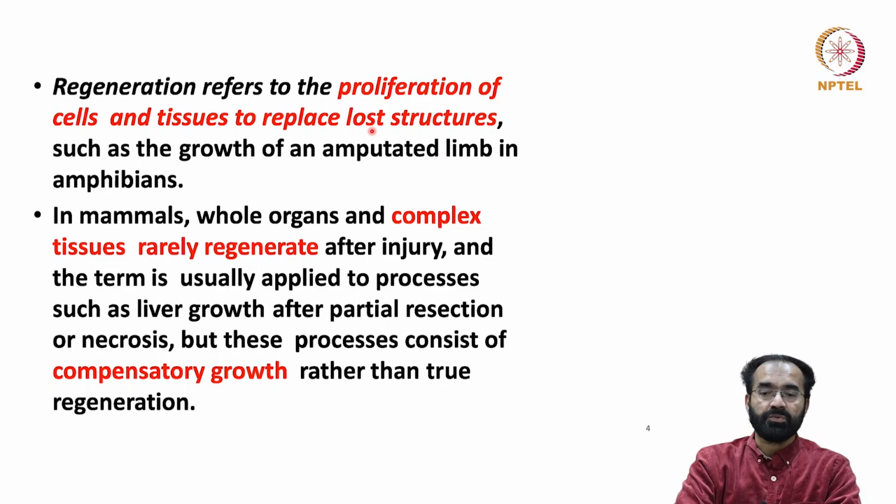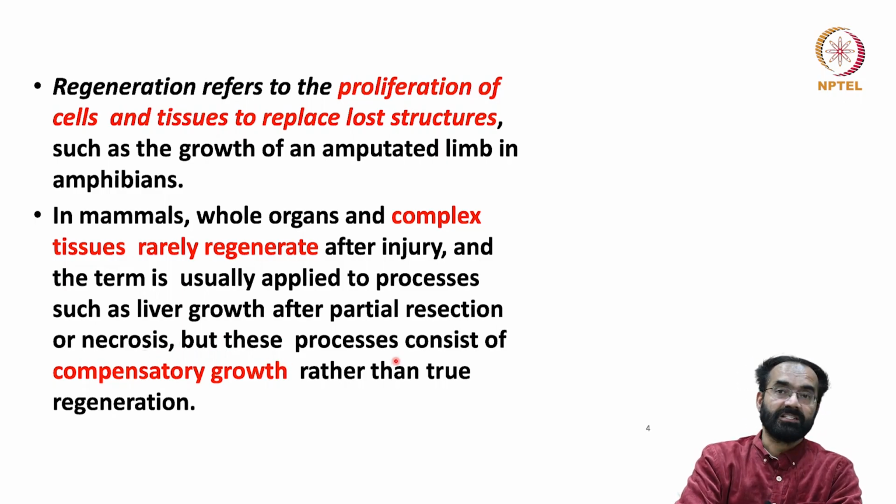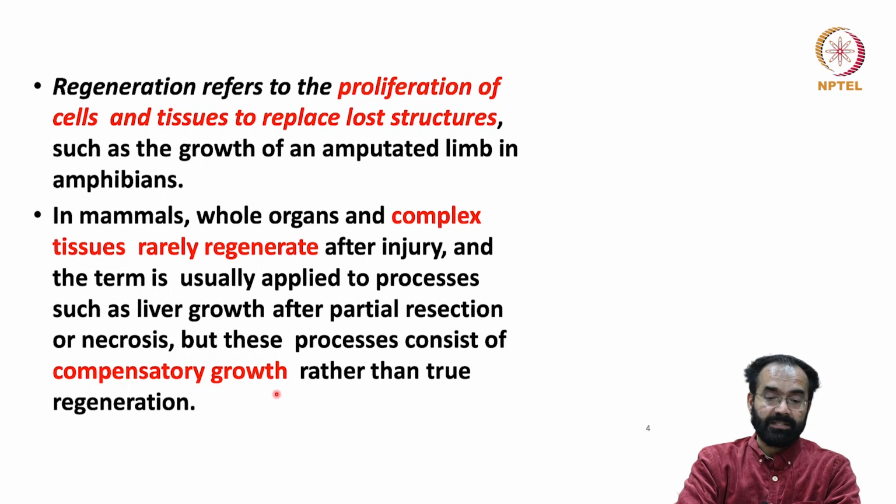Regeneration refers to the proliferation of cells and tissues to replace lost structures, such as the growth of an amputated limb in amphibians. We all know that if a limb is amputated in amphibians, it grows back. If a tail is broken, a new tail comes back. In mammals, however, this is quite restricted. Whole organs and complex tissues rarely regenerate after an injury, and the term is usually applied to a process such as liver growth after partial resection or necrosis, but these processes consist of compensatory growth rather than regeneration.